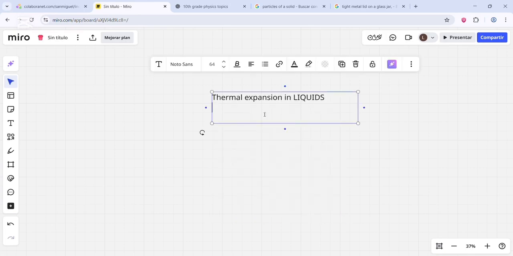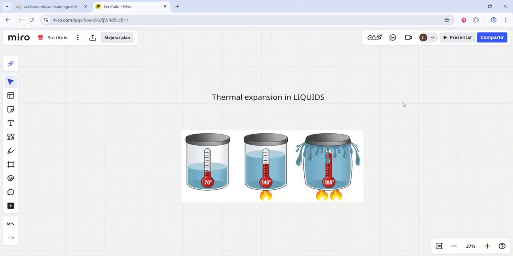So the thermal expansion in liquids acts the same way as the solids, but in this case, liquids expand more than the solids because their particles are less tightly bound. Here we have a real life example of thermal expansion in liquids. As we can see, at 70 degrees, the level of the water is below the half of the container. So as the temperature increases, we can see that water even gets outside of the container.